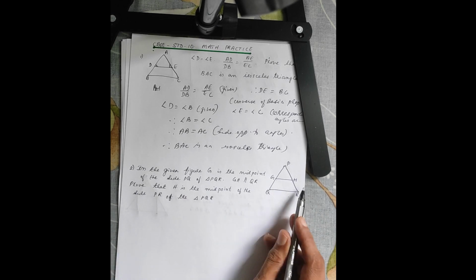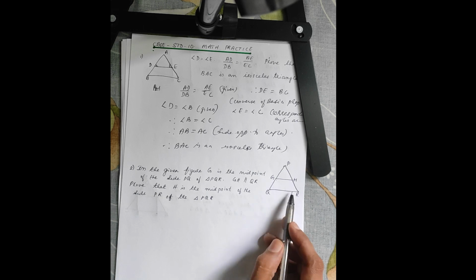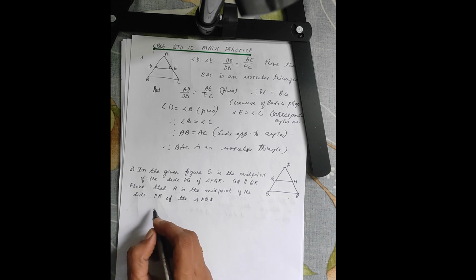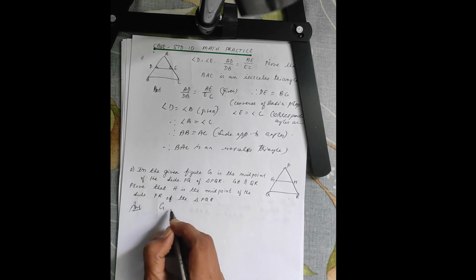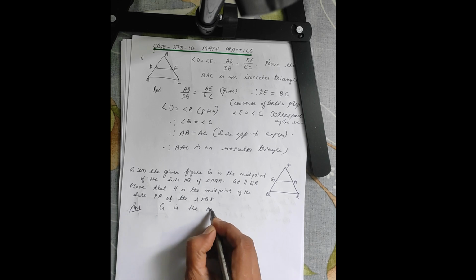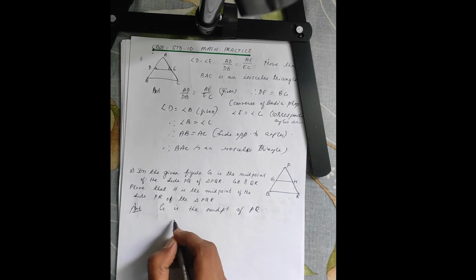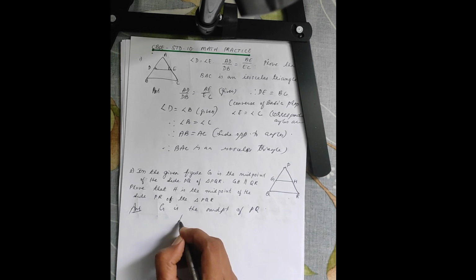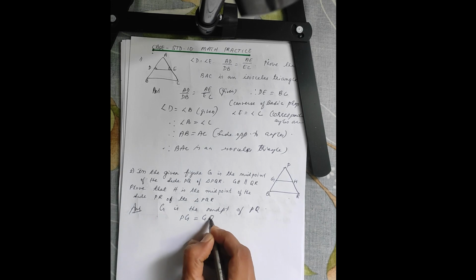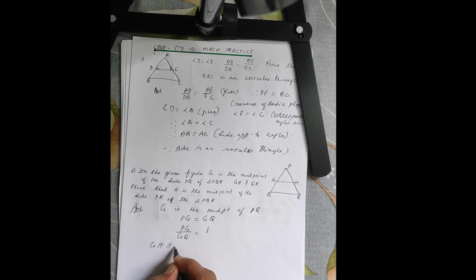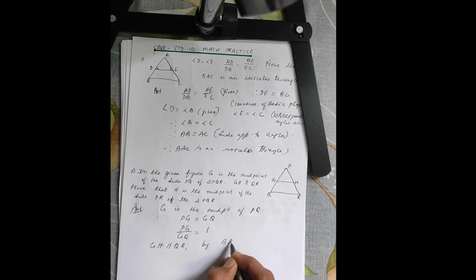G and H are midpoints. So GH is parallel to QR. Prove that H is the midpoint of the side PR of the triangle PQR. So what is given? G is the midpoint of PQ, and therefore we can say PG equal to GQ, PG by GQ is equal to 1, and GH parallel to QR, by the basic proportionality theorem.